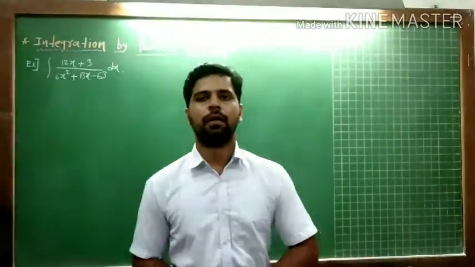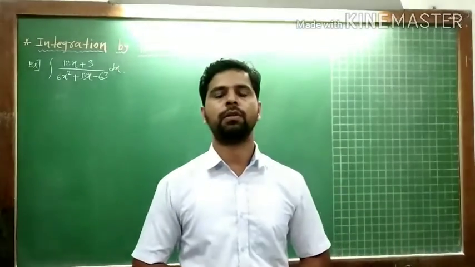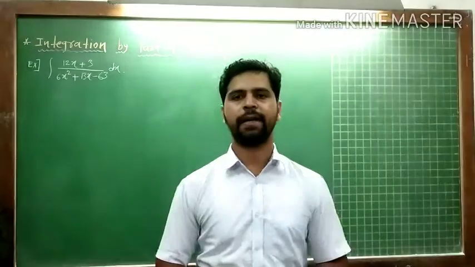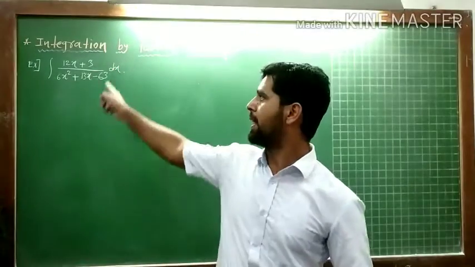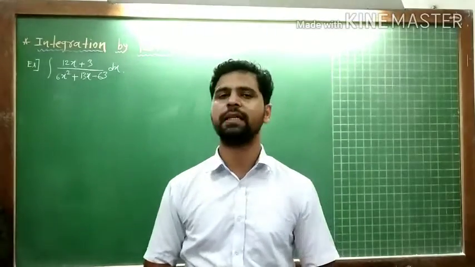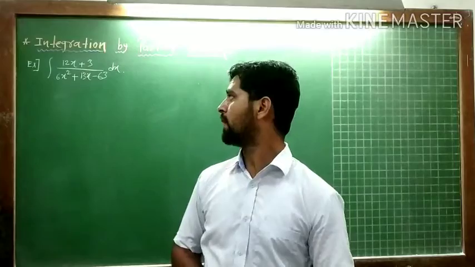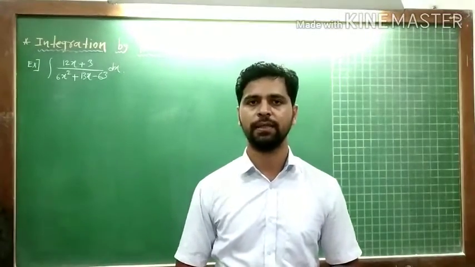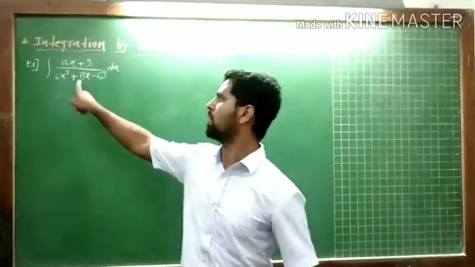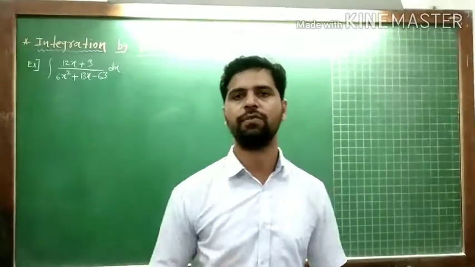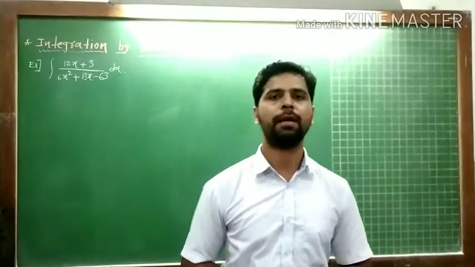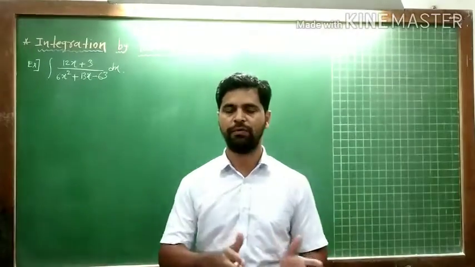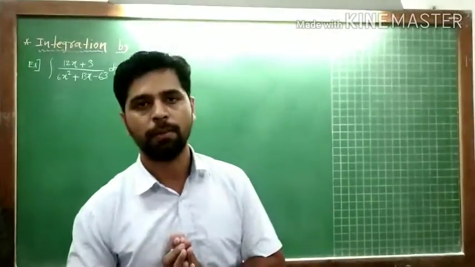Hello student. Now let's see the next example on the basis of integration by partial fraction. The example is the integration of (12x + 3) divided by (6x² + 13x − 63) dx. Again we can see there is a quadratic equation in the denominator, so obviously we will get two unknown variables A and B in the numerator when we convert this expression into partial form.